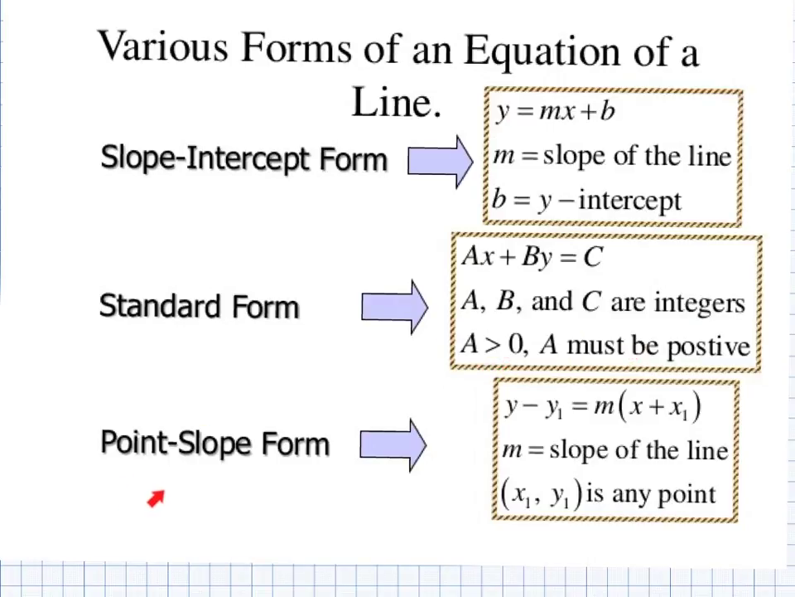And then there's also the point slope form, which is y minus y1 equals m, and in parentheses, x minus x1. And here the m equals the slope of the line, and x1 and y1 is any point. So we've talked about this one before. So today, this lesson is on the slope-intercept form right there. But I just wanted you to be aware of the three different lines here.